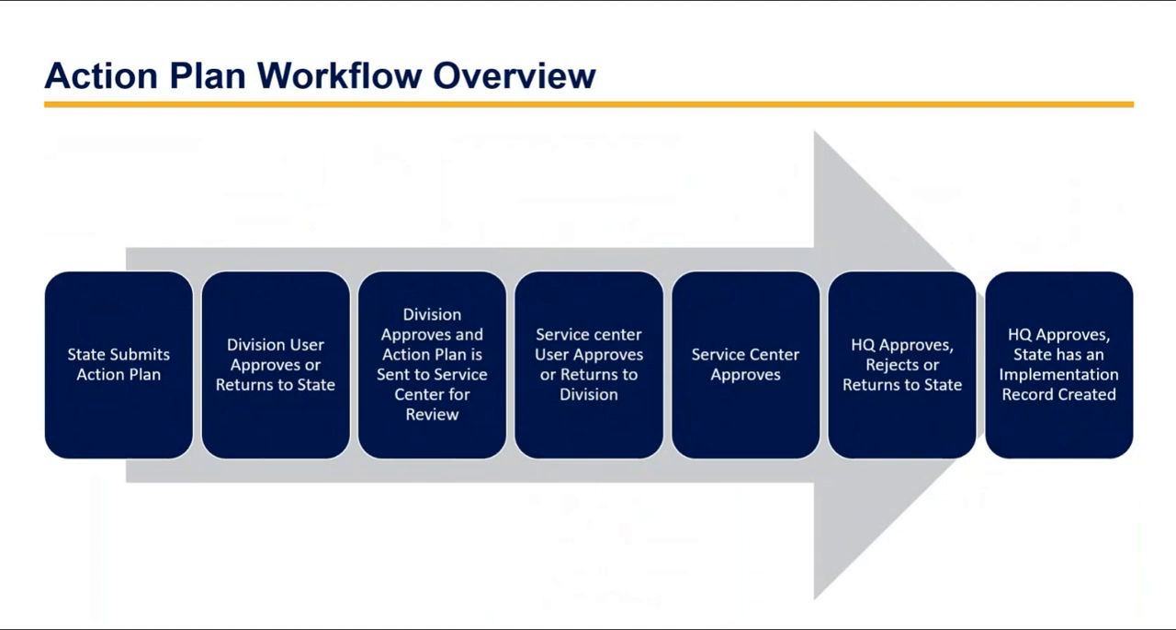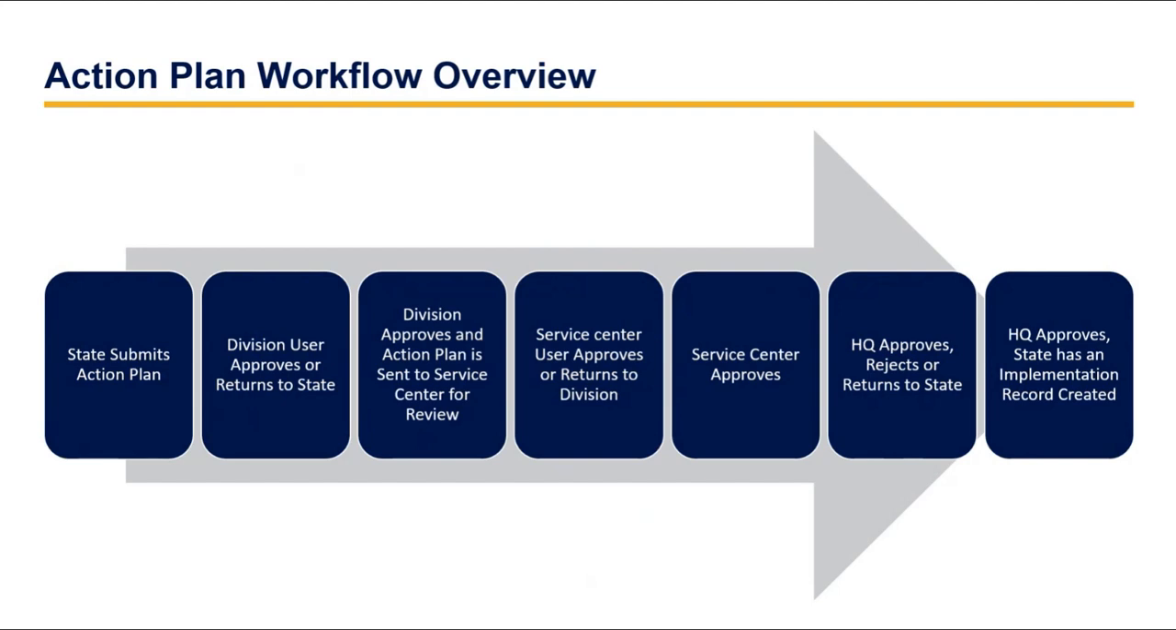The action plan workflow starts when the state submits an action plan. Then it would be sent to our division team to approve or return to state. Division can approve, and then the action plan is sent to the service center for review. Service center users can either approve or return back to the division. Service center can approve. At that point, it would be sent to HQ, who would have the final decision to approve, reject, or return to state.